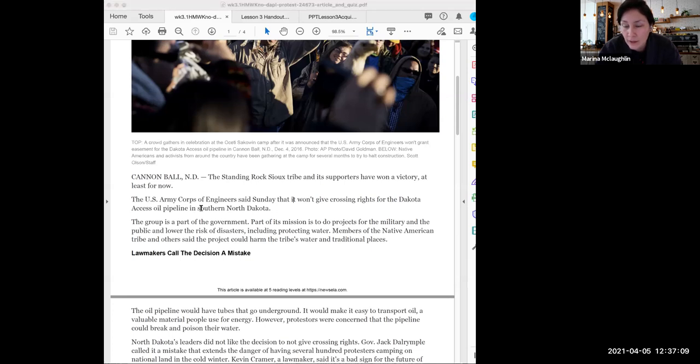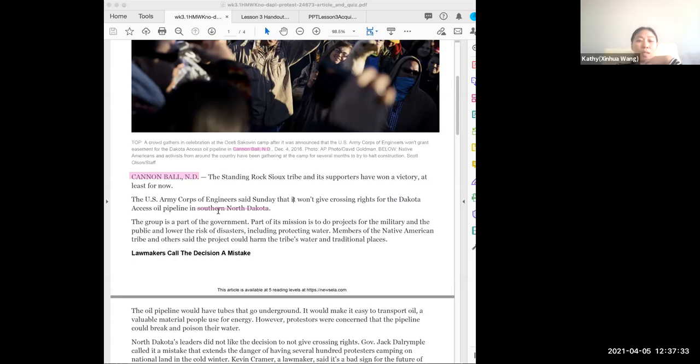So it's in southern North Dakota, but also, as you saw, if you read the description of the picture here, you can also see that it's in Cannonball, North Dakota. When you read an article, often it tells you the location right at the beginning. So ND does mean North Dakota. Cannonball is a city, right? It's a city, correct. That's right. And also the name of the pipeline, right? Okay, very good.